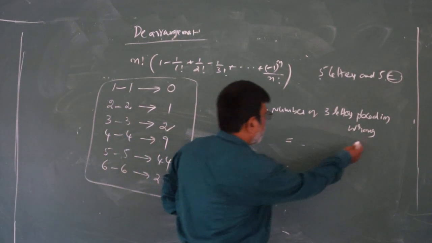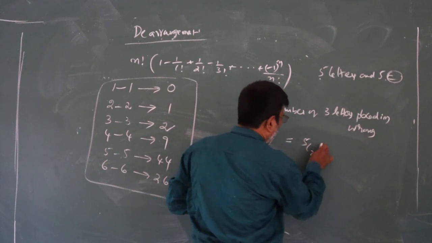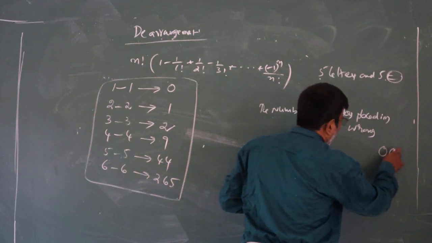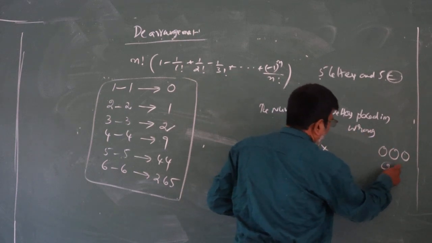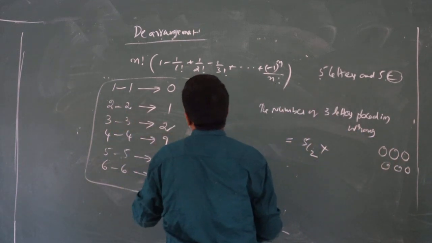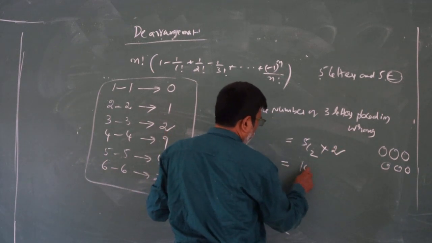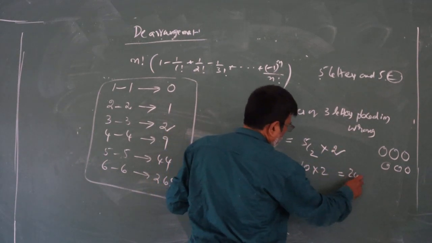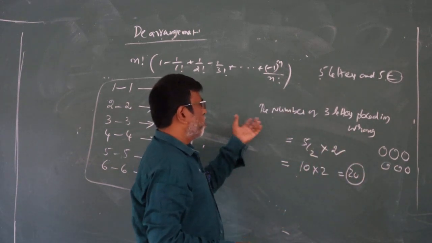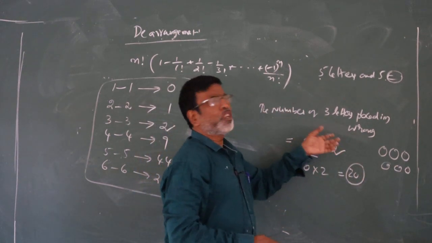This one, suppose 5C2, 2 are taken correct. So remaining 3 letters, 3 envelopes, all are placed wrong. 3, 3 is 2 ways. That is 5C2, 10 into 2, that is 20 ways. Right. So the number of ways of 3 letters placed always wrong.